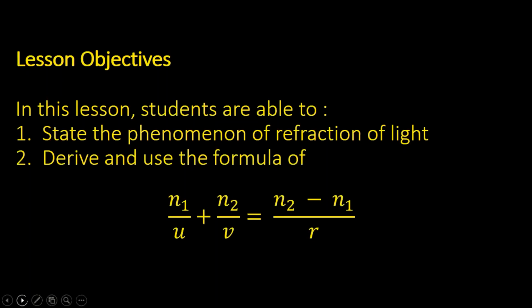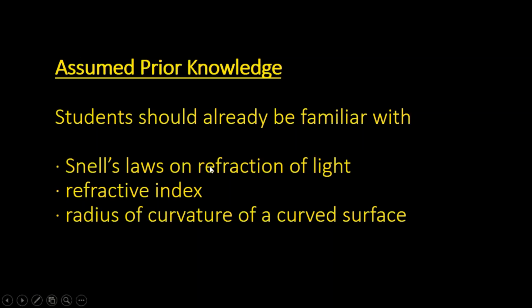Lesson objective. In this lesson, students are able to state the phenomenon of refraction of light. Students are also able to derive and use the formula n1 over u plus n2 over v equal to n2 minus n1 over r. Assumed prior knowledge: students should already be familiar with Snell's law on refraction of light, refractive index, and radius of curvature of a curved surface.